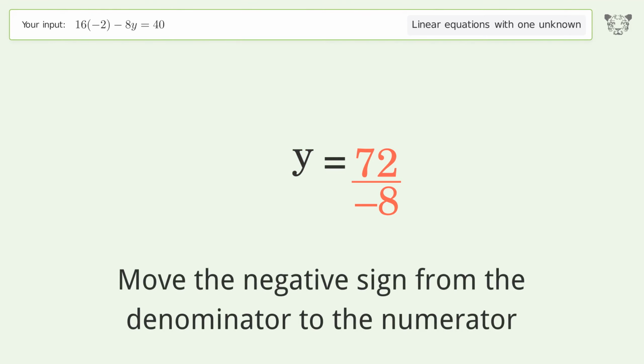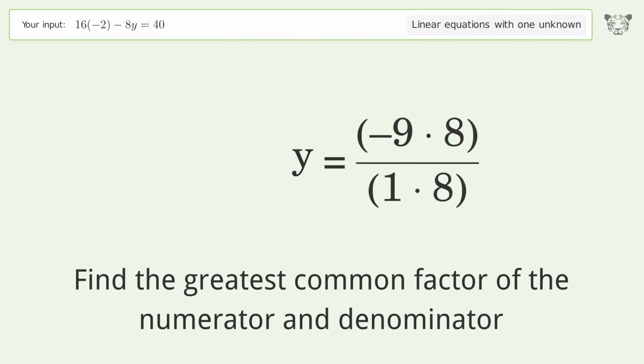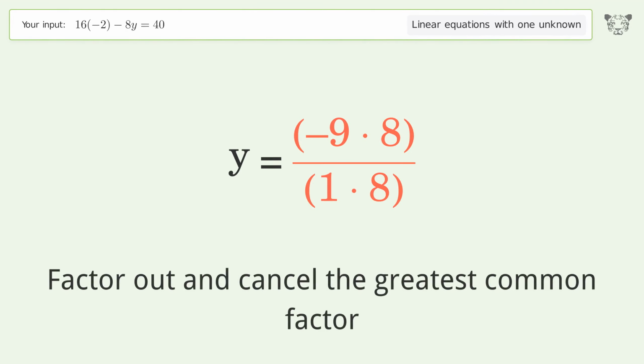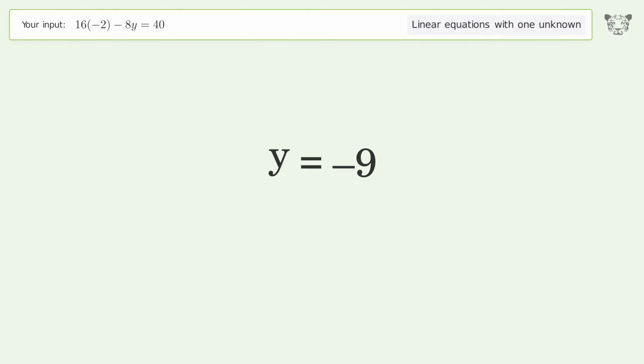Move the negative sign from the denominator to the numerator. Find the greatest common factor of the numerator and denominator. Factor out and cancel the greatest common factor. And so the final result is y equals negative 9.